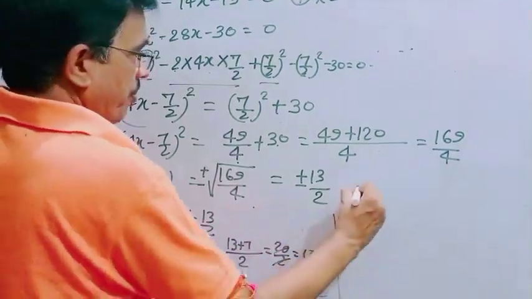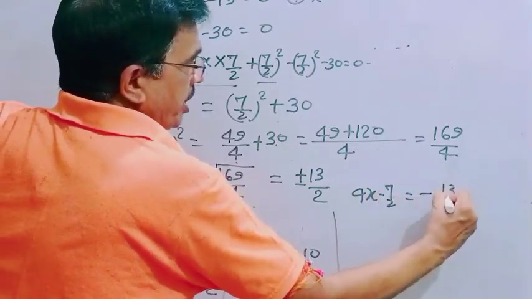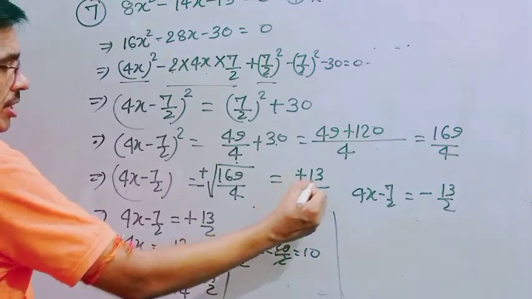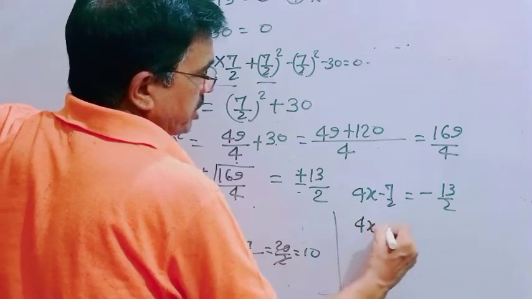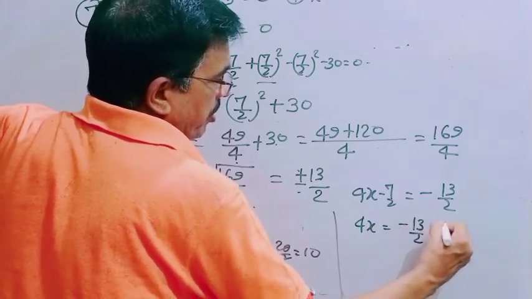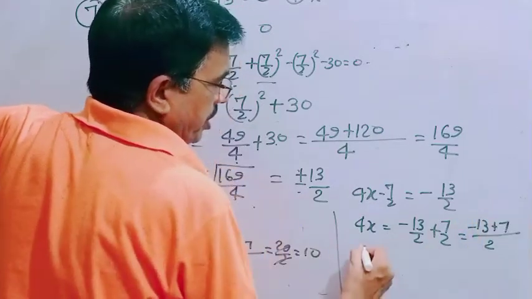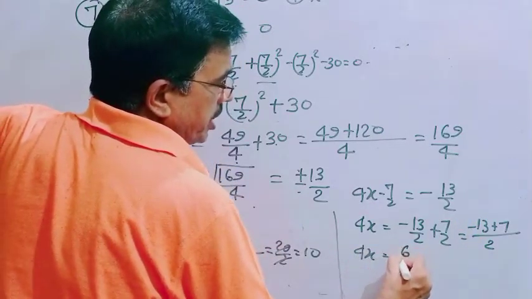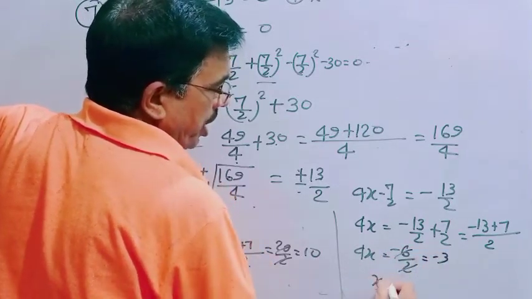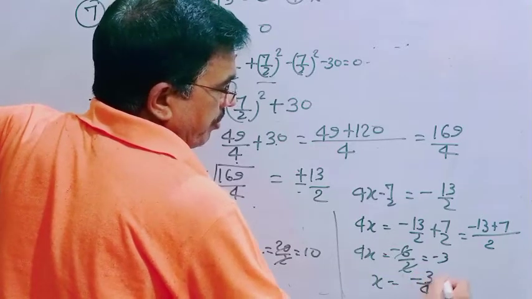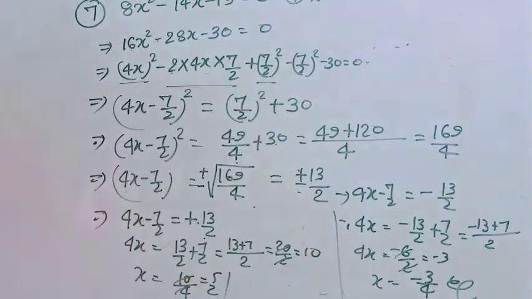Similarly, the next question is 4x minus 7 by 2, and then write minus 13 by 2. Before, I wrote plus 13 by 2, now I write minus 13 by 2. Then 4x is equal to minus 13 by 2 plus 7 by 2. Here is 2 minus 13 plus 7. So 4x is equal to minus 6 by 2, that is minus 3. So x is equal to minus 3 by 4. It is your solutions. Then you can solve the questions by this.